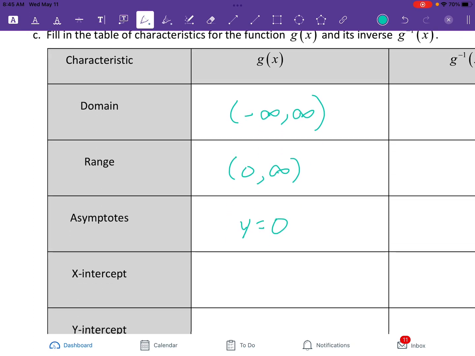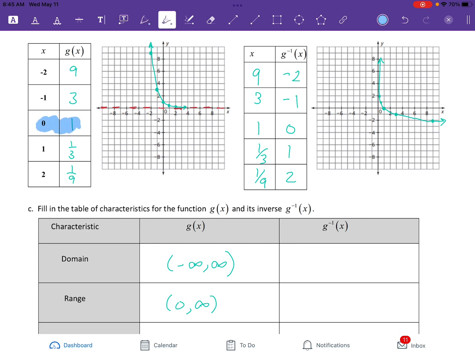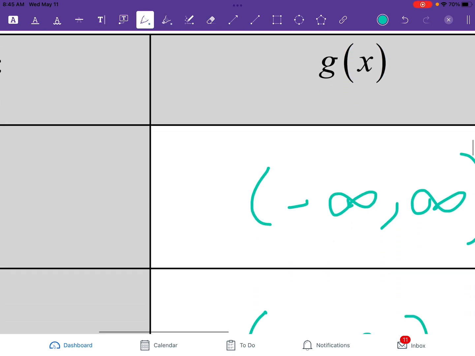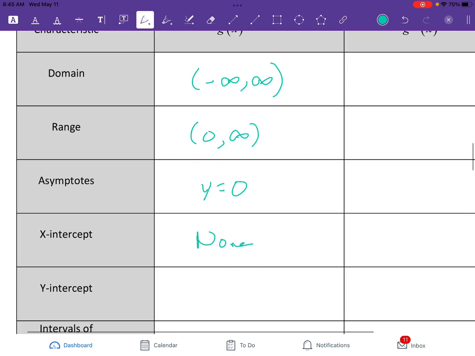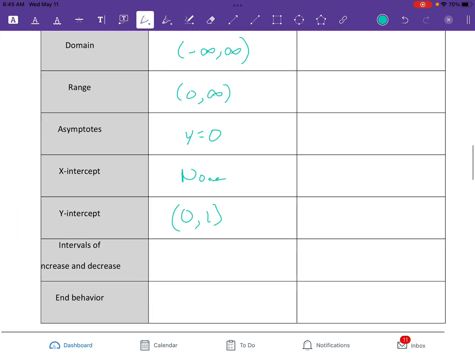Our x-intercept: because the asymptote's on the x-axis, there is no x-intercept. The y-intercept, as we saw in the previous problem, is right here, 0, 1. So the graph crossed the y-axis, and we're going to have 0, 1 for our y-intercept. Our intervals of increase or decrease: this one is going down the whole time, so it is decreasing over entire domain.